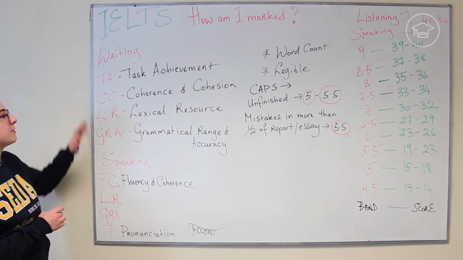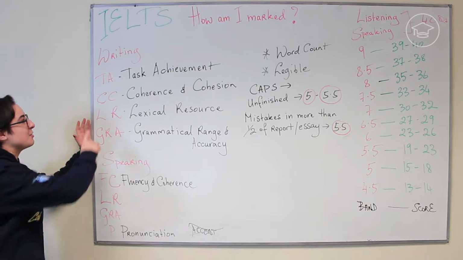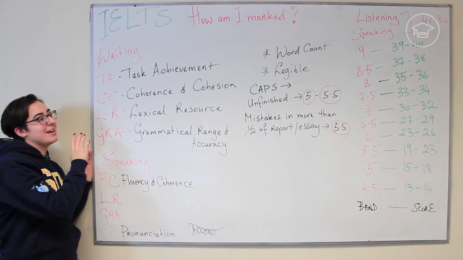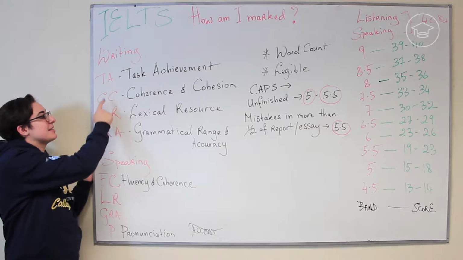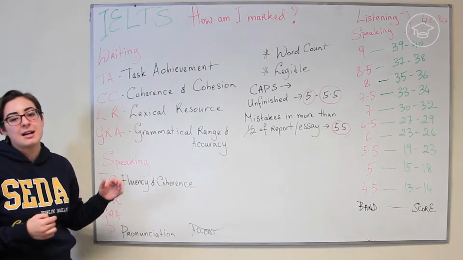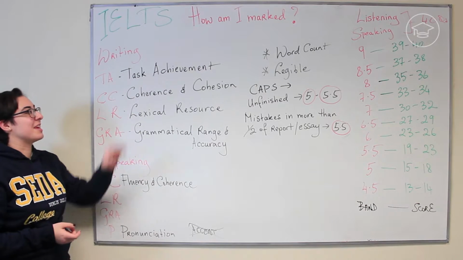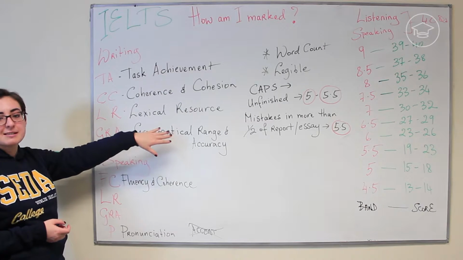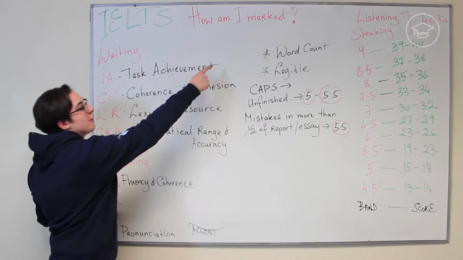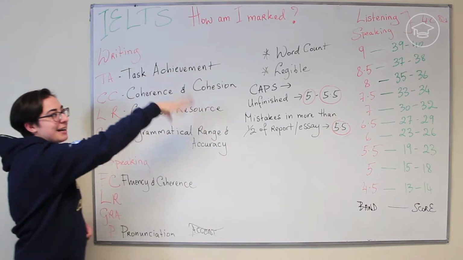So we'll start off with writing. If you've already done the IELTS, you will see these little letters in a little box at the bottom of your answer sheet. We've got TA, CC, LR and GRA. They all stand for different criteria that the examiner is going to assess you on. They give you a band for each of these things, and then they get the average. For example, say I got 5 here, 7 here, 6 here, and 4 there. They get the average of that.